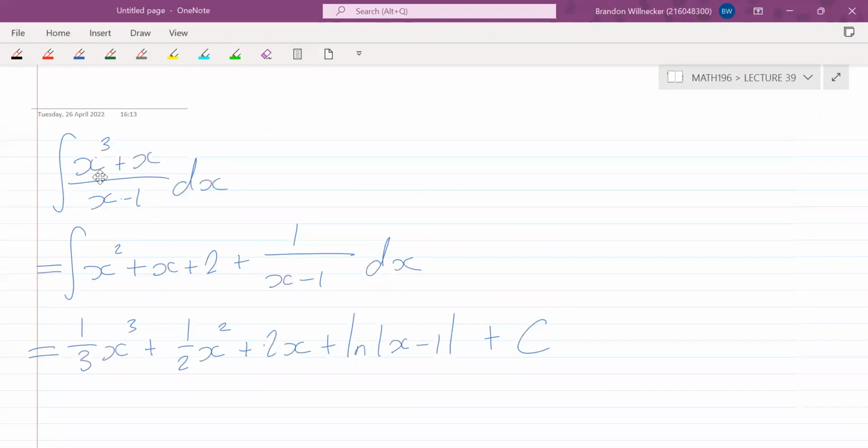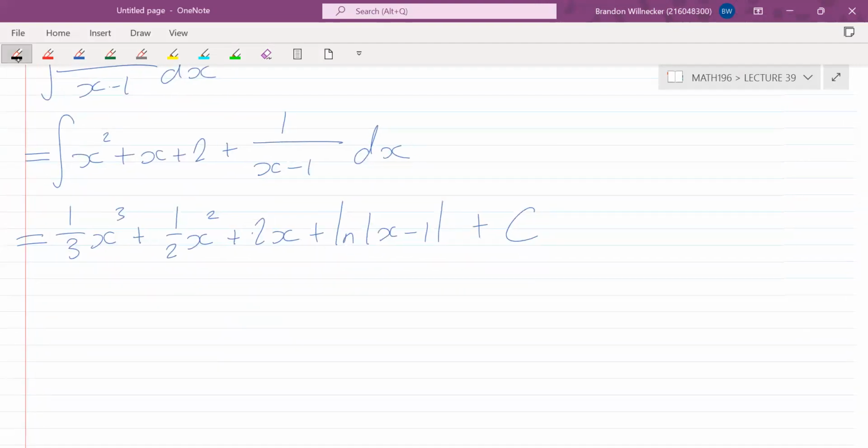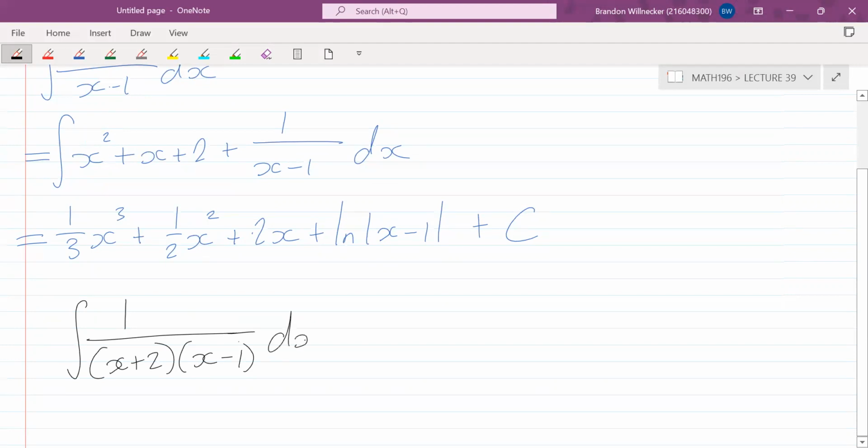Now, the problems we're going to get to in the next lecture aren't going to be as easy as this. There's going to be an intermediate step called partial fraction decomposition. It sounds like a mouthful, but it's really not so bad. The idea is that if we have something like the integral of 1 over (x plus 2)(x minus 1), for example.